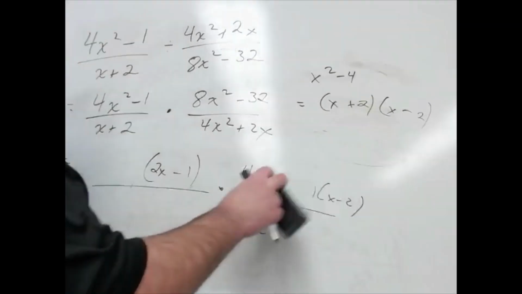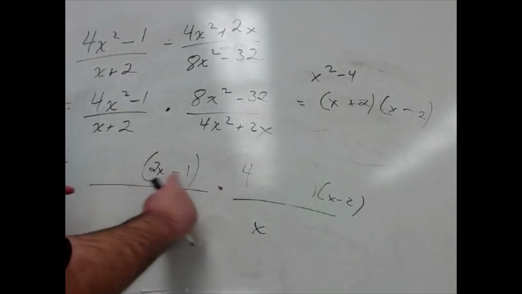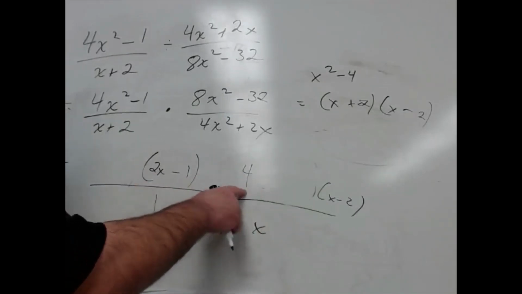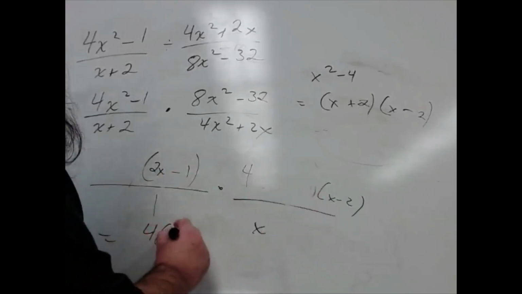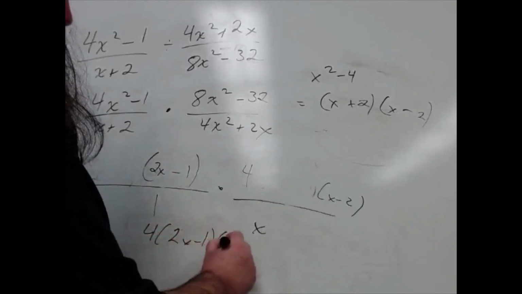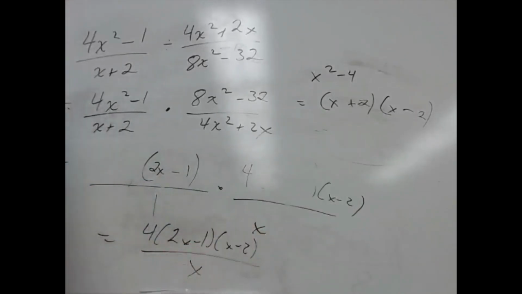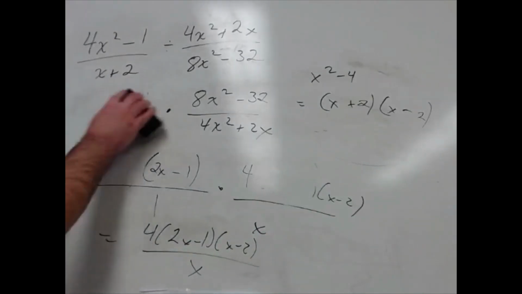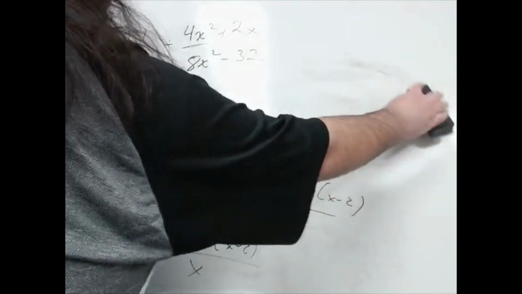So it looks like what's left over now would just be, in my numerator, 4 times 2x minus 1 times x minus 2, over 1 times x, which is just x. So there's my final answer for that one. And now we must look at our non-permissible values for the expression.